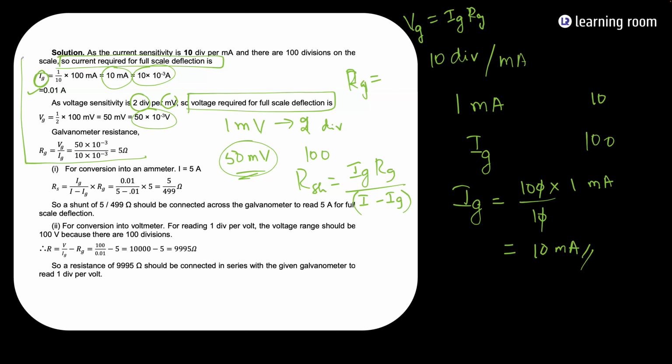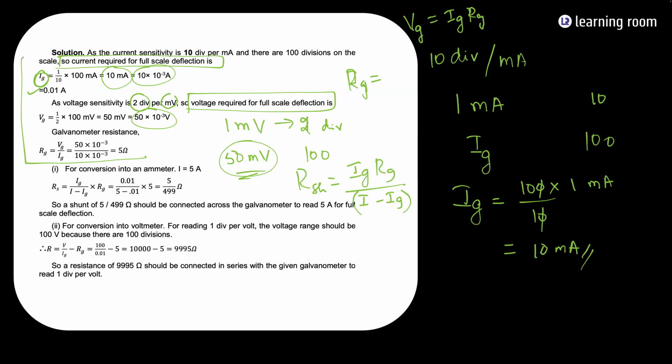So shunt resistance, can you calculate how much is the value? Ig is known, 0.01. Rg is known, how much is that? 5. So 0.01 into 5, 0.05 divided by I minus Ig, 5 minus 0.01, right? 5 minus 0.01, it will be 4.99, I guess. Yeah, it will be 4.99. So numerator you have 0.05, denominator you have 4.99, multiply with 100, it will become 5 by 499.